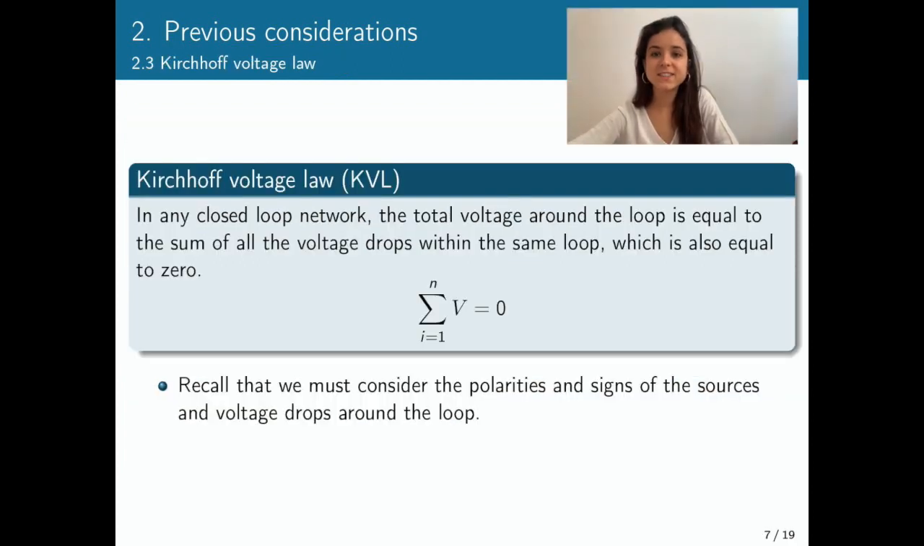To solve this exercise, we also have to know what Kirchhoff's voltage law is. It says that in any closed network, the total voltage around the loop is equal to the sum of all the voltage drops within the same loop, which is also equal to 0. Recall that we must consider the polarities and signs of the sources and voltage drops around the loop.